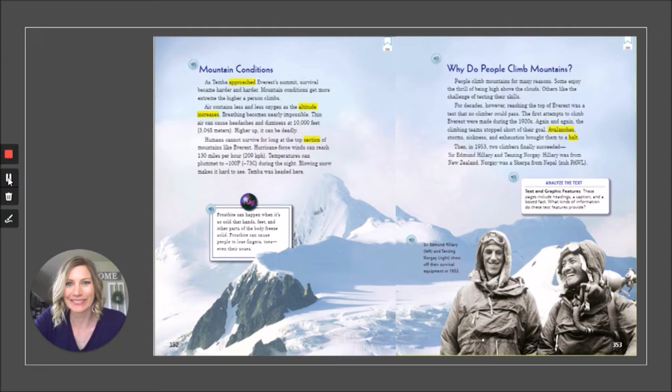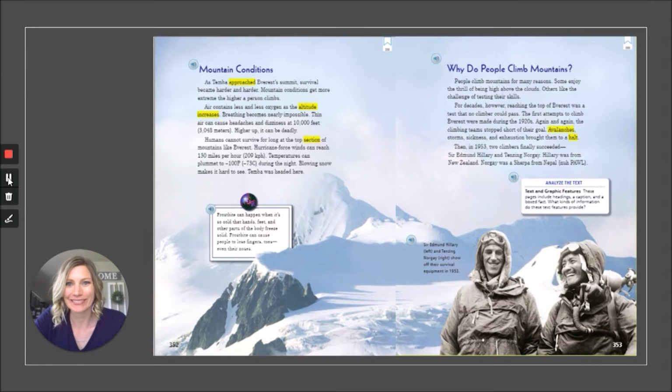Why do people climb mountains? People climb mountains for many reasons. Some enjoy the thrill of being high above the clouds. Others like the challenge of testing their skills. For decades, however, reaching the top of Everest was a test that no climber could pass.